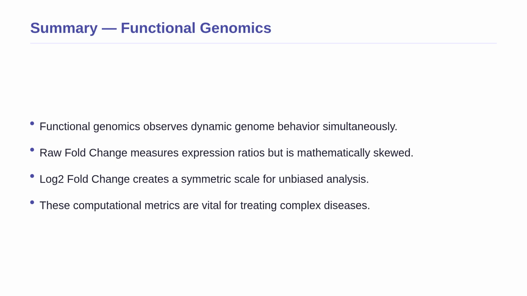To wrap up our lesson, let us review the most important ideas we have covered. First, high-throughput functional genomics allows us to observe the dynamic behavior of the entire genome simultaneously, moving beyond a static list of DNA letters. Second, while raw fold change gives us the basic ratio of gene expression, it suffers from mathematical asymmetry. Third, by applying the log2 fold change, we create a perfectly symmetric scale that allows computational algorithms to analyze massive datasets without bias.